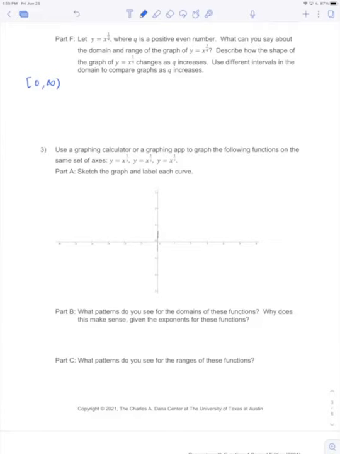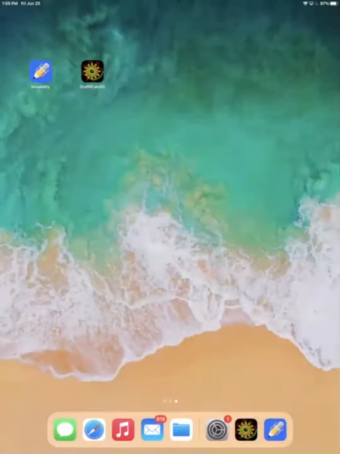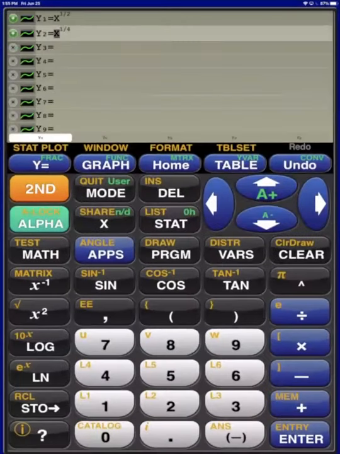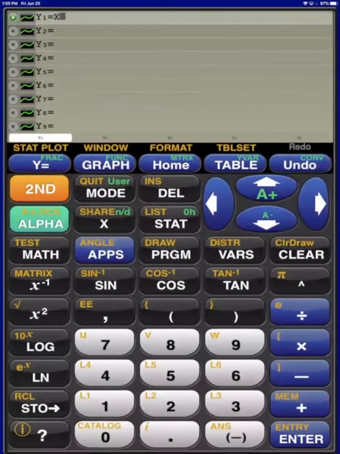Part 3, use a graphing calculator or app to graph the following functions on the same set of axes. Y is equal to x to the 1/3, y is equal to x to the 1/5, y is equal to x to the 1/7. Part A, we want to sketch the graph and label each curve. So let's go ahead and graph this. Let me go back here, and we're going to clear out what we have so far. And now we're going to graph x to the 1/3 power.